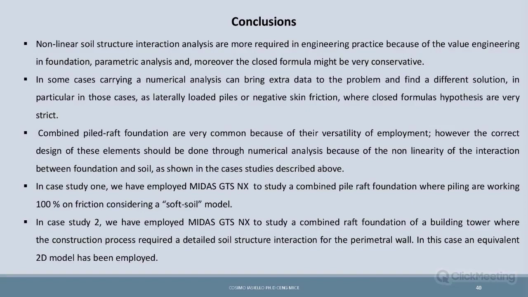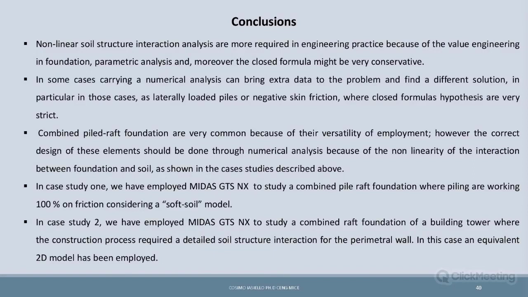Combined piled raft foundations are very common because of their versatility, and in some cases they are used even when they are not so required. Regarding the case studies, we employed Midas GTS considering piling 100% working in soft soil, and in case 2 we considered the combined piled raft foundation of a building tower. I decided to bring these two case studies to also highlight something relating to Midas.